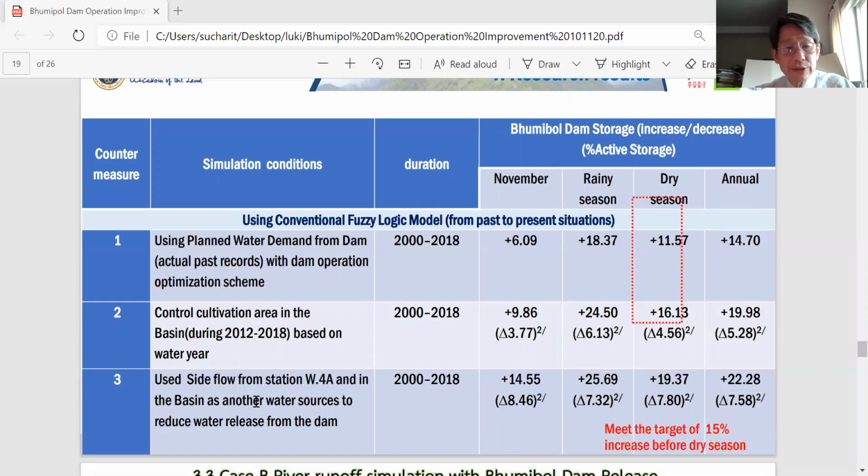And the third measure is that we use side flow from the station, that is, the river runoff, so that if there is rain in the rainy season, we should stop or reduce the dam release. From that measure, we can save another 7%. So you can see that in total, with these three measures, we can save water on average over the last 10 years by about 19%. So we meet the target of 50% to increase the water storage by the dry season with three measures.